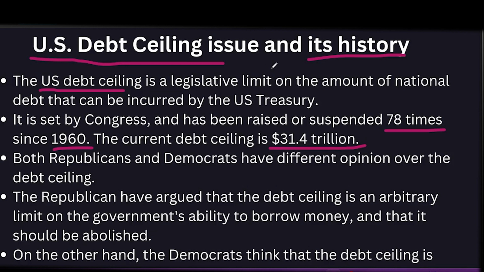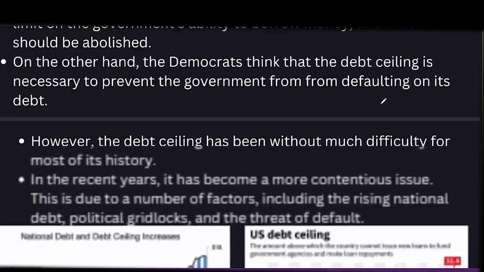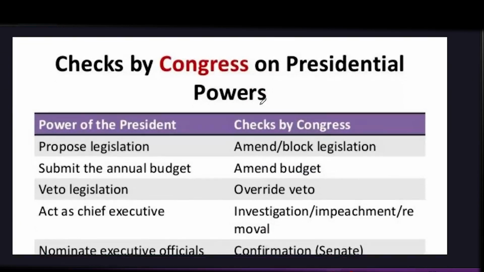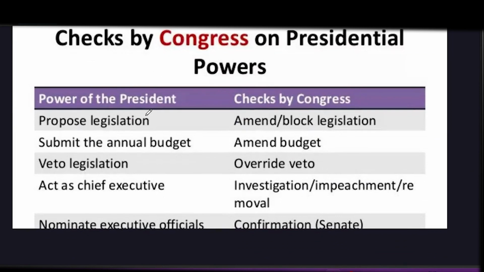The financial system is divided into two parts. First is the president. Let me show you. These are the powers of the president: it can propose legislation, but the Congress, the main body, can amend and block those legislations. So the president doesn't actually have many powers.